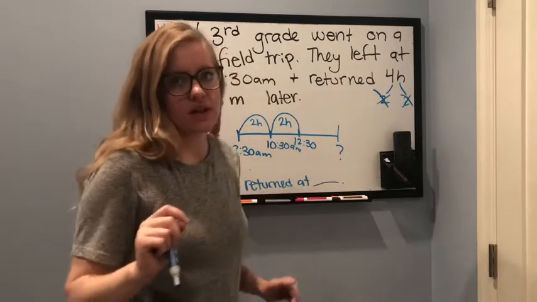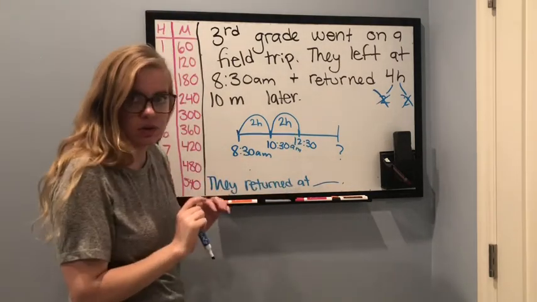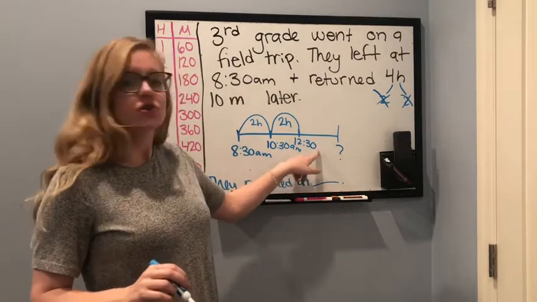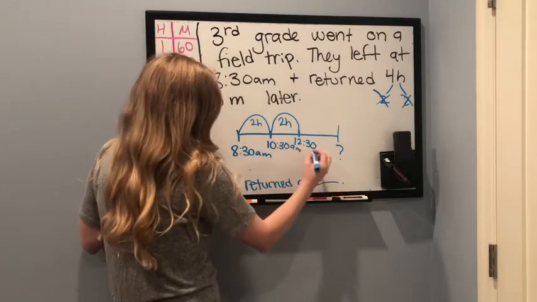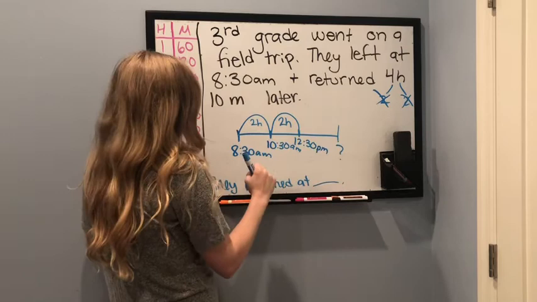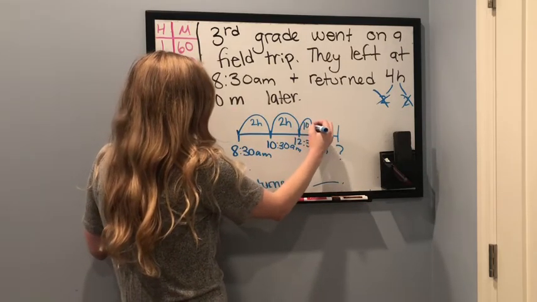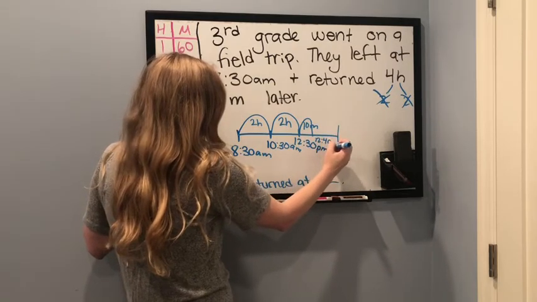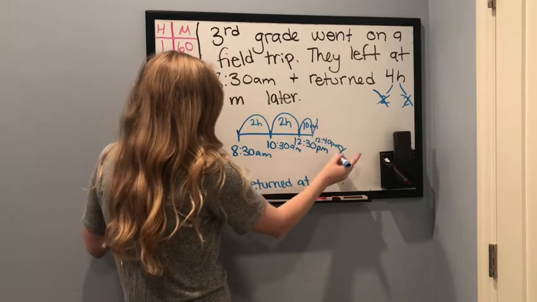Now, be careful, scholars. Here, around here is noon, right? And noon is when a.m. turns to p.m. So we need to make sure that this says 12:30 p.m. Okay, so now we have 4 hours done. We only have 10 minutes left. 10 minutes, and we're at 12:40 p.m.